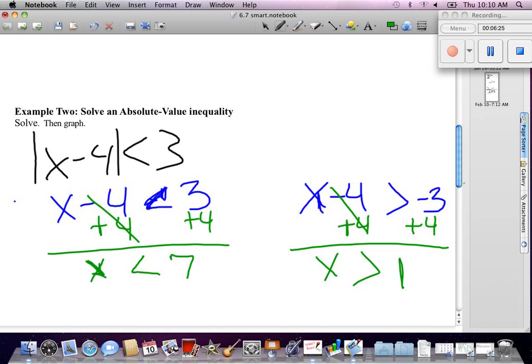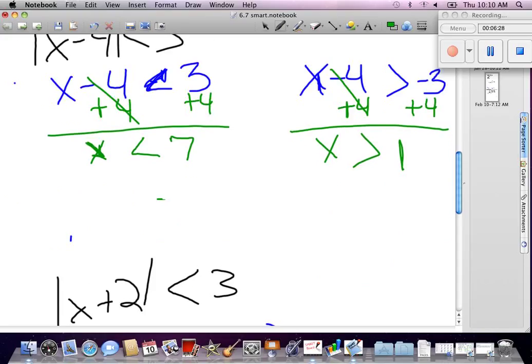So if we graph it, I've got 0, 1, 7. My graph is off, but which way does my arrow go? Artie, read this for me. What does it say? X is what then 7? Less than 7. So less than, it's an open circle, and it goes to the left. Next one, x is what, Sam? Greater than 1. So it's an open circle. They're pointing towards each other. It's an and.